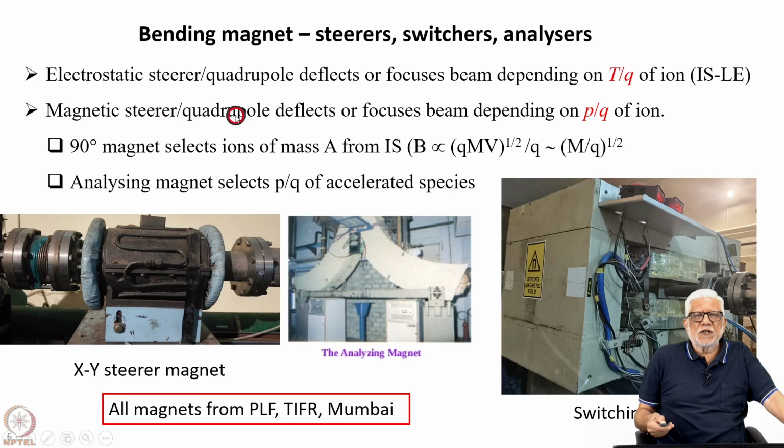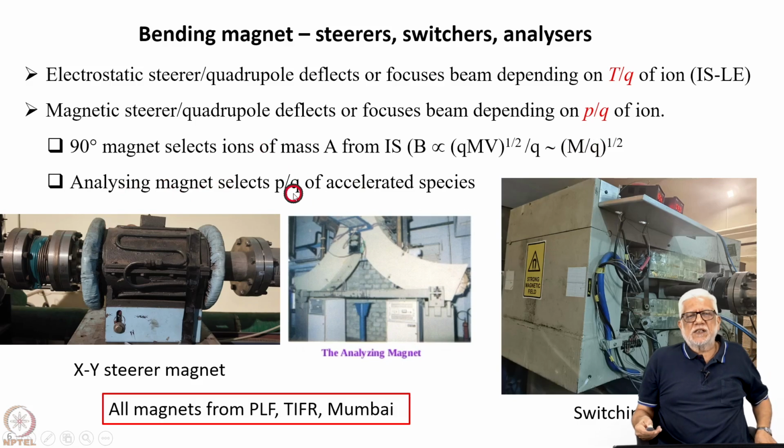Then there are the magnetic steerers and quadrupoles, which deflect and focus the beam depending on the momentum by charge. So the 90-degree magnet, for instance, that is above the low energy part of the machine, selects ions of a particular mass from the ion source. So the B field is, as I said, just proportional to square root of m by q. The analyzing magnet, which is below the high energy end, selects the P by Q of the accelerated species.